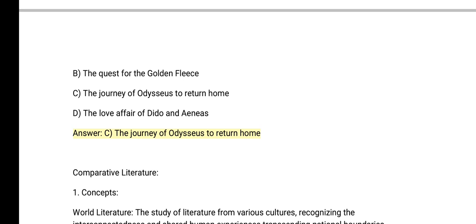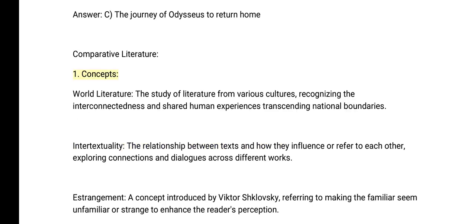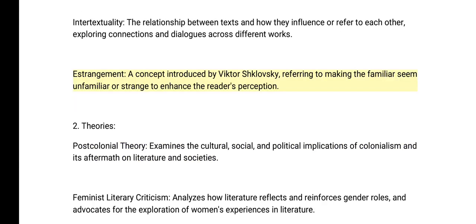Comparative literature. 1. Concepts. World literature: the study of literature from various cultures, recognizing the interconnectedness and shared human experiences transcending national boundaries. Intertextuality: the relationship between texts and how they influence or refer to each other, exploring connections and dialogues across different works. Estrangement: a concept introduced by Viktor Shklovsky, referring to making the familiar seem unfamiliar or strange to enhance the reader's perception.